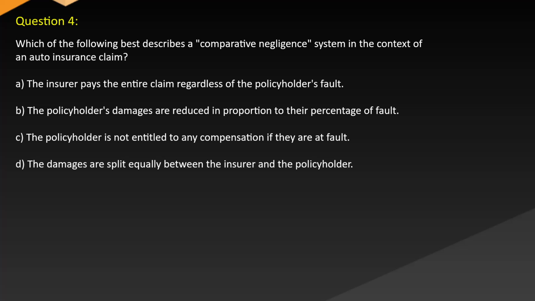Question 4. Which of the following best describes a comparative negligence system in the context of an auto insurance claim? A. The insurer pays the entire claim regardless of the policyholder's fault. B. The policyholder's damages are reduced in proportion to their percentage of fault. C. The policyholder is not entitled to any compensation if they are at fault. D. The damages are split equally between the insurer and the policyholder.